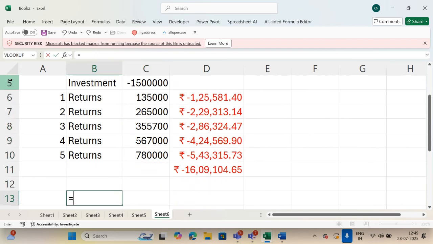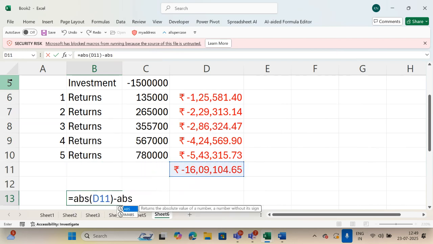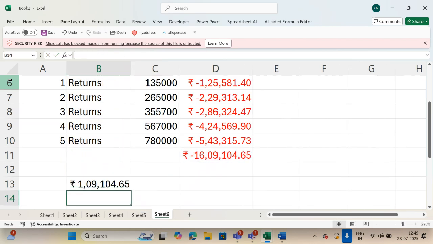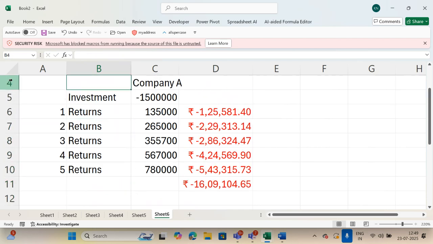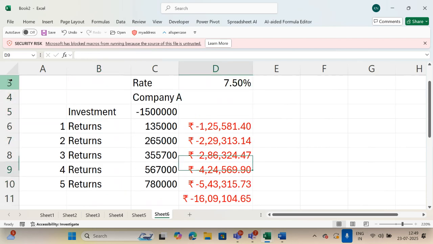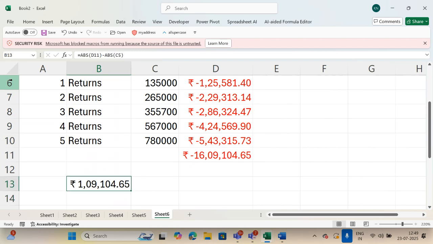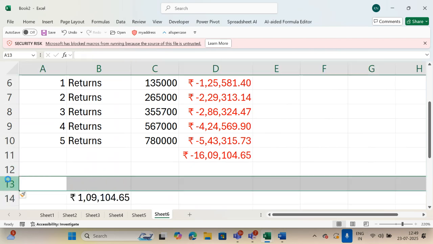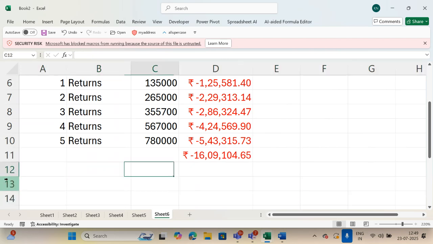So how can I calculate the profit? Profit is equal to ABS minus investment. At this percent rate, if I'm investing, I'll get a benefit of 1,09,000. Now the actual percent rate, whatever we are getting from the company, is the IRR, internal rate of return.